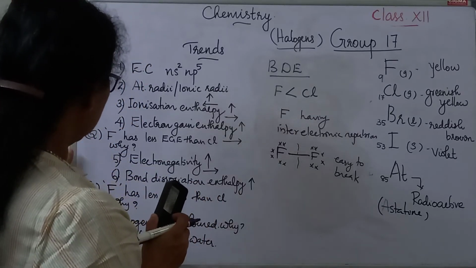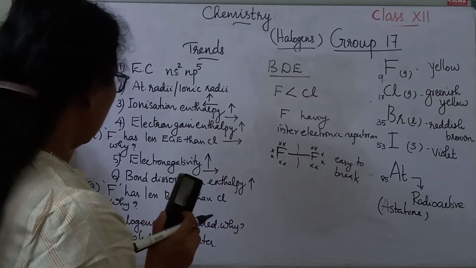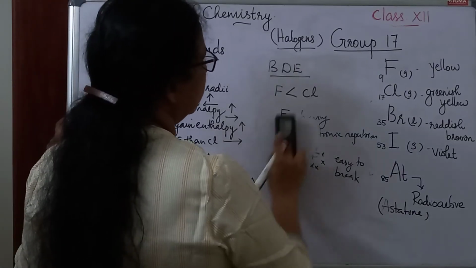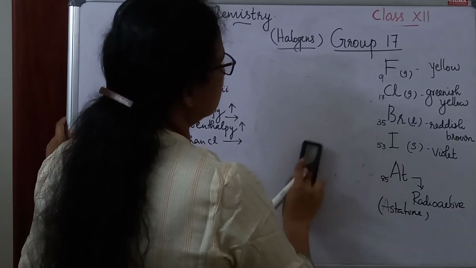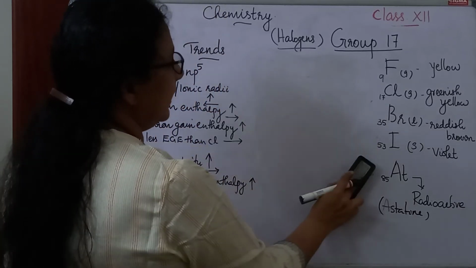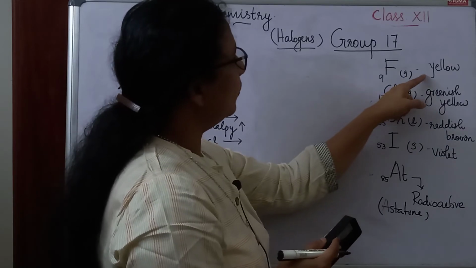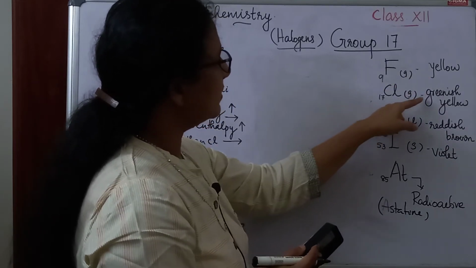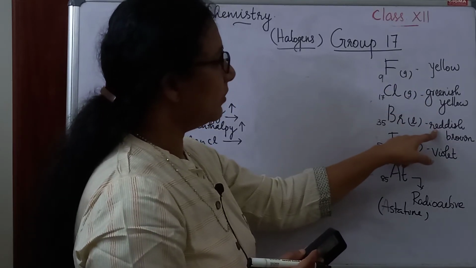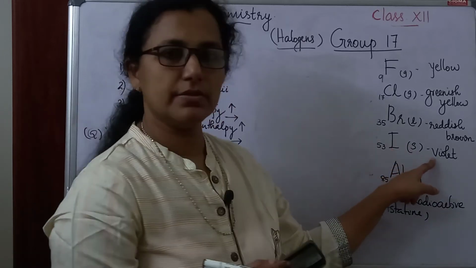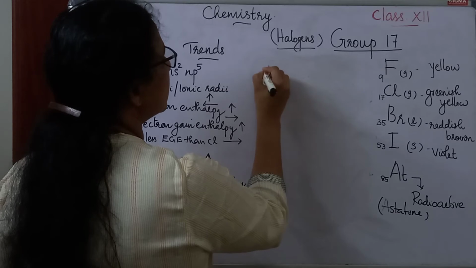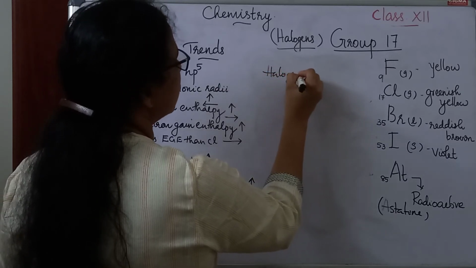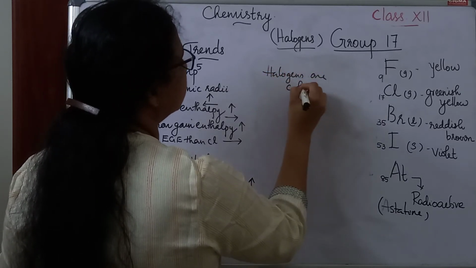So another point is that halogens are actually colored. All halogens are colored in nature. So I have written: fluorine is yellow, chlorine is greenish yellow, bromine is reddish brown or red, iodine is violet. So they have colors. Why do they have colors? Halogens are colored. Why?